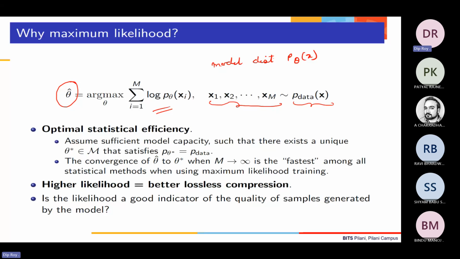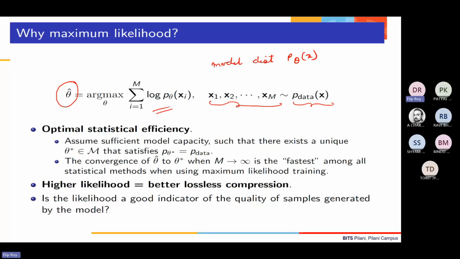So maximum log likelihood is equal to making the observed data as likely as possible under the model. Maximum likelihood is making these data as likely as possible under the model, which is represented by p theta. This is the story of maximum likelihood. Now, there is a reason why we use maximum likelihood.